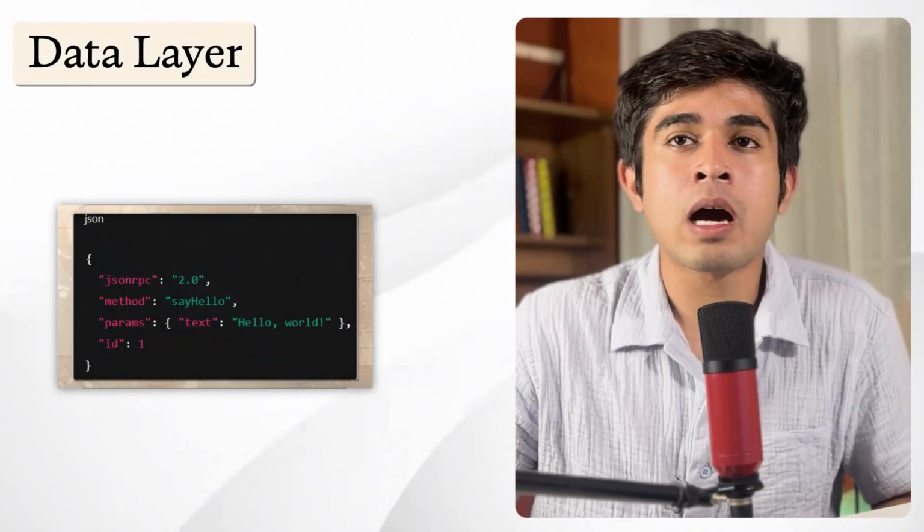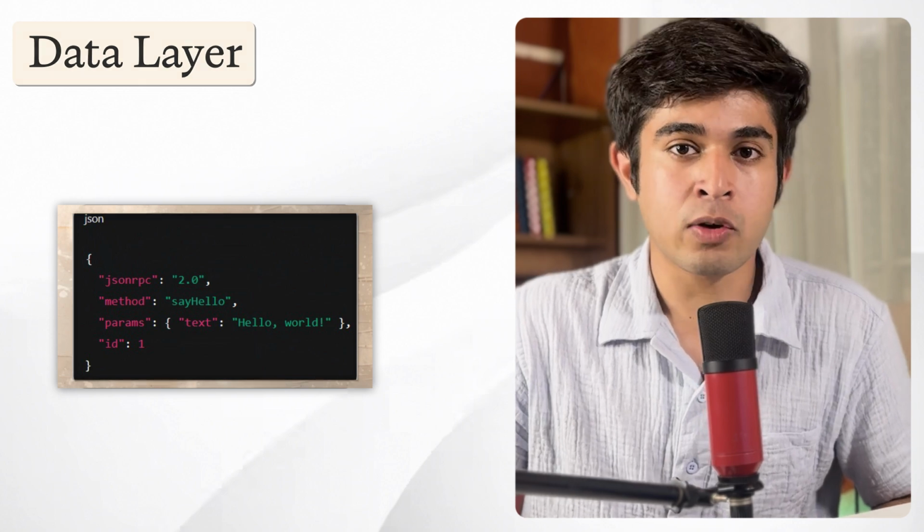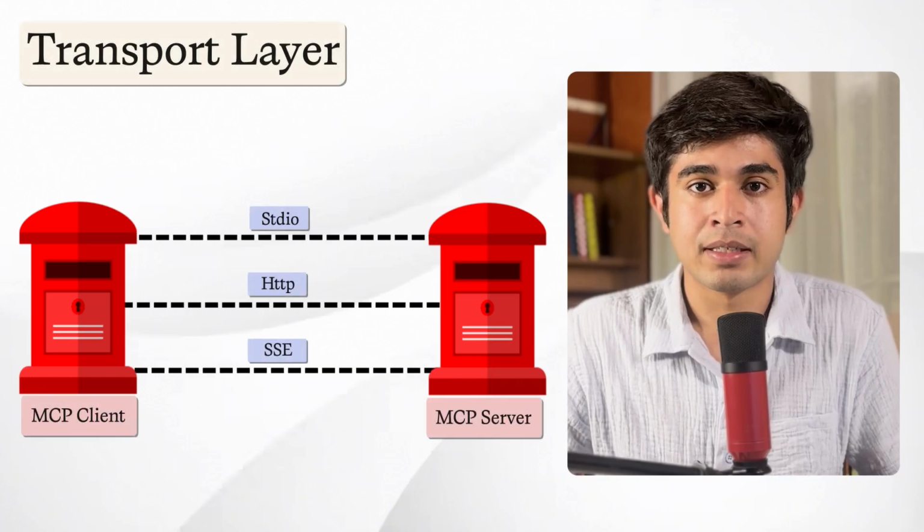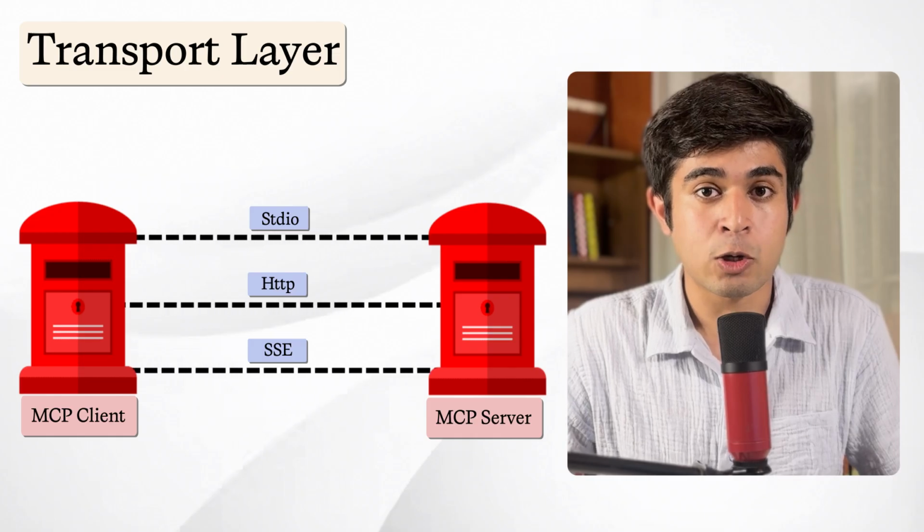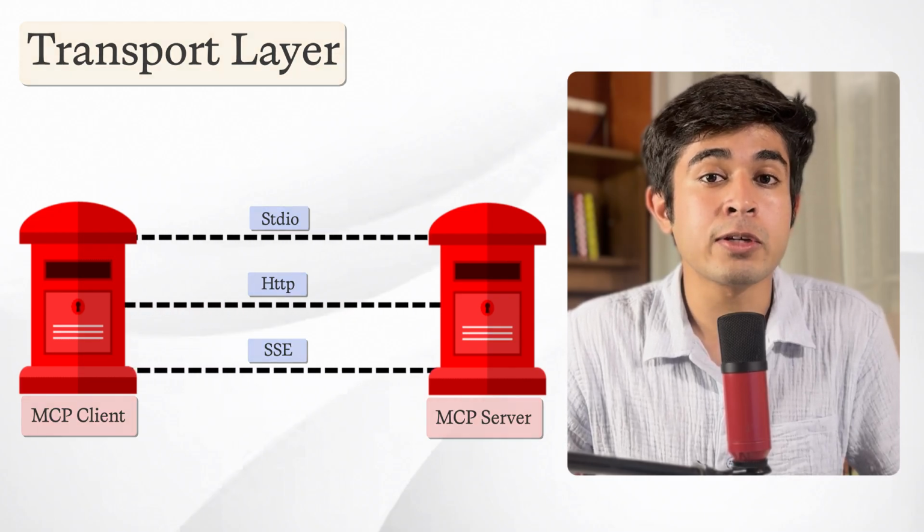Imagine you're writing a letter. The content in that letter is your data layer. And JSON RPC could be thought of as the language that you write the letter in. But writing a letter isn't enough. It has to reach the other side. That's what the transport layer does. It's a delivery path. Is it sent directly? Is it sent over the internet? Or is it a continuous stream?